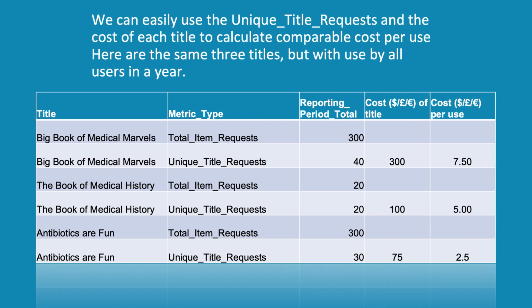The Book of Medical History had 20 unique title requests and cost £100. 100 divided by 20 gives a cost per unique title request of £5. And finally, Antibiotics Are Fun had 30 unique title requests at a cost of £75. That gives a cost per unique title request of £5. The same calculation will apply whatever unit of currency is used, but for true comparison it is suggested that you should convert pricing to a single currency.